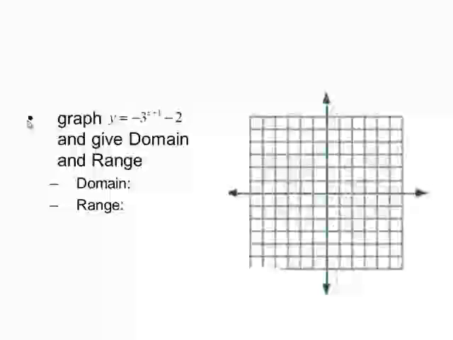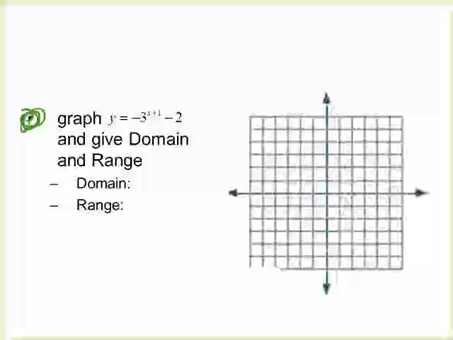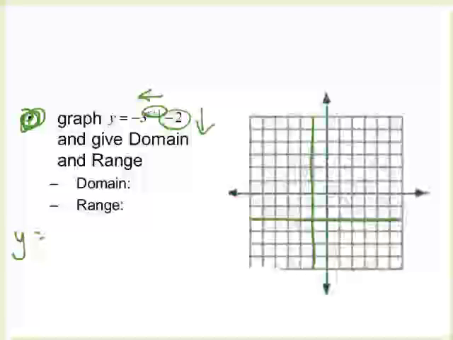Go ahead and try the next one. What does the +1 in the equation do? To the left 1 and the -2? Down 2. So we're going to budge over to the left 1 and down 2 to make our new center. Then our equation is just going to do the stuff we haven't dealt with, which is -3 to the x.